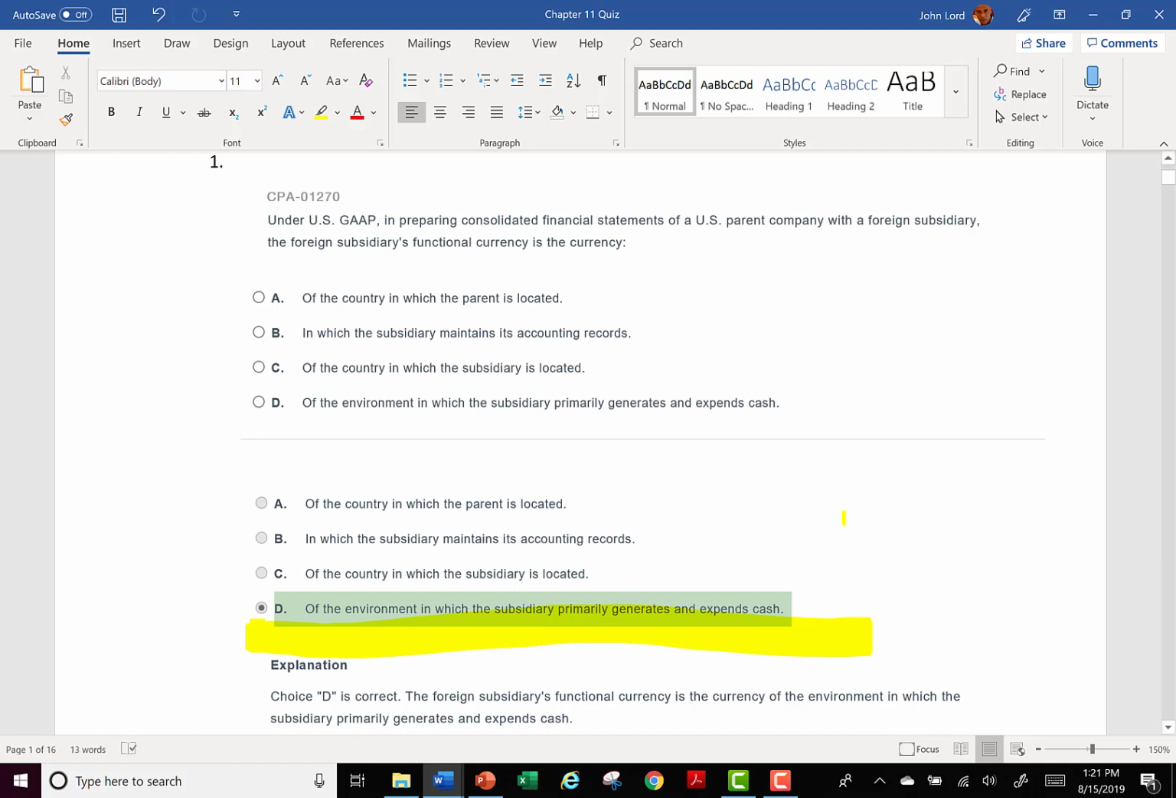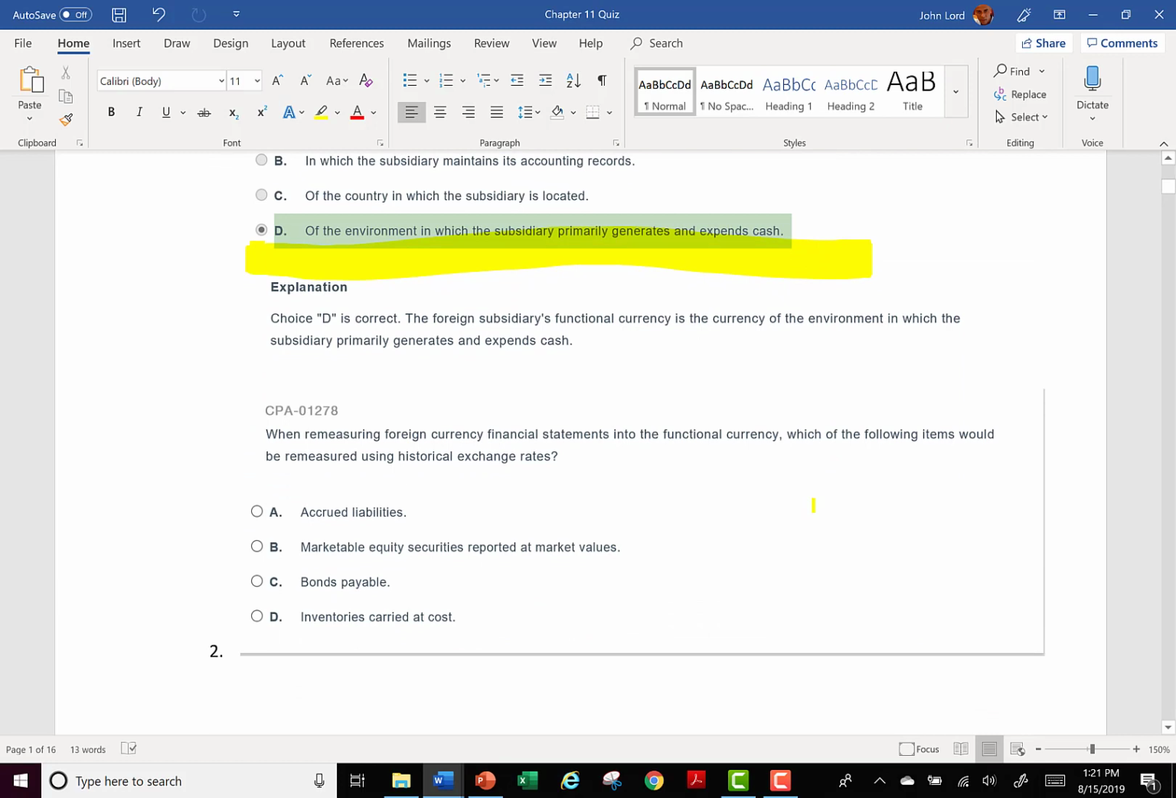The environment in which the subsidiary primarily generates and expends cash. So when we were doing most of our business in the U.S., the dollar was the functional and the reporting currency. When we were using the translation method, then we had what? We had the English sub doing most of its business in England. The English pound was the local, functional currency.